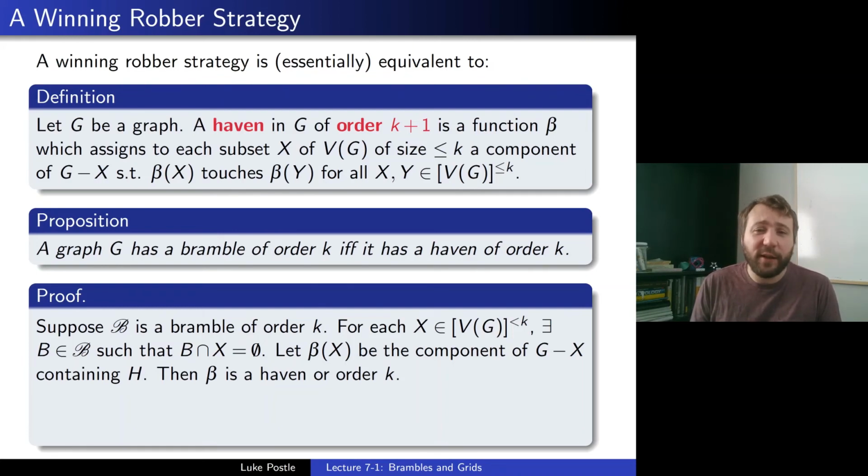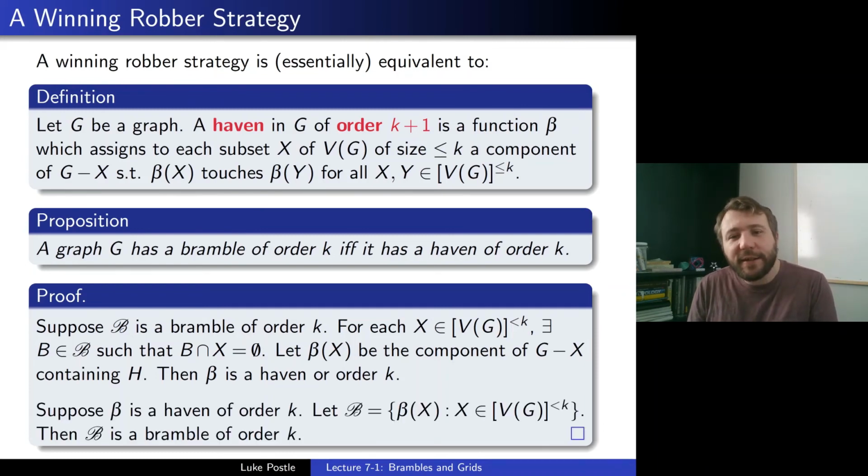So you just pick the component that contains the bramble to make the haven. What do you do if you have a haven? Well, there is your bramble. It is these components, these sets, these beta of x. That itself will be a bramble, because they'll all be touching. And of course, they can't be covered by a set of size less than k, because there always has to be some beta x disjoint from any x of size less than k.